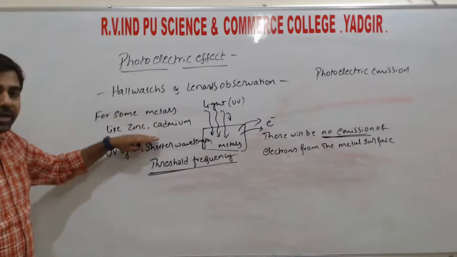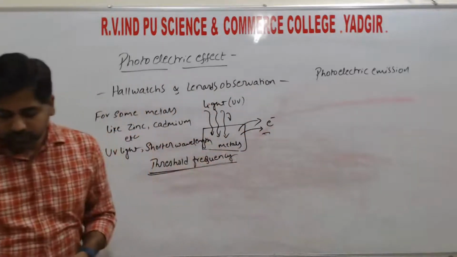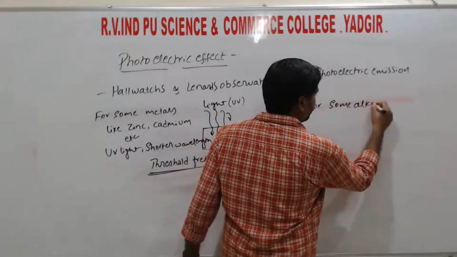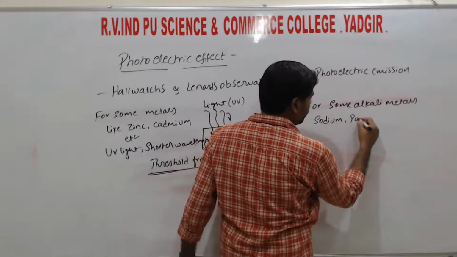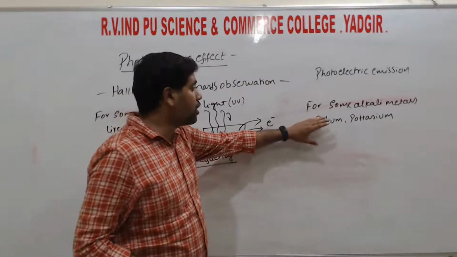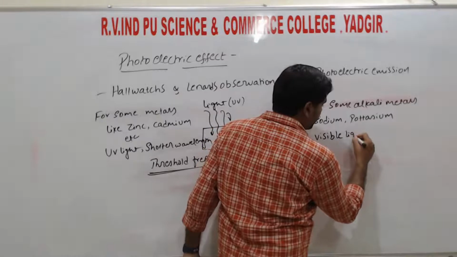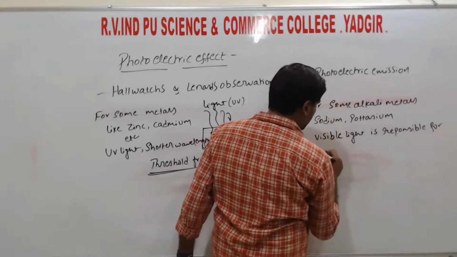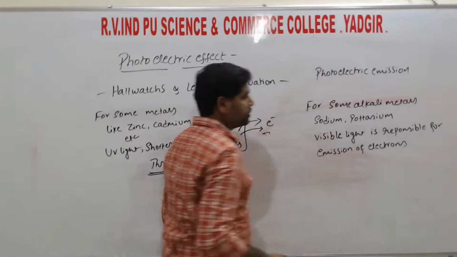So they observed that for some alkali metals such as sodium, potassium, rubidium, for this type of metals, that is for alkali metals, the visible light is responsible for the emission of electrons. So here we have two types.